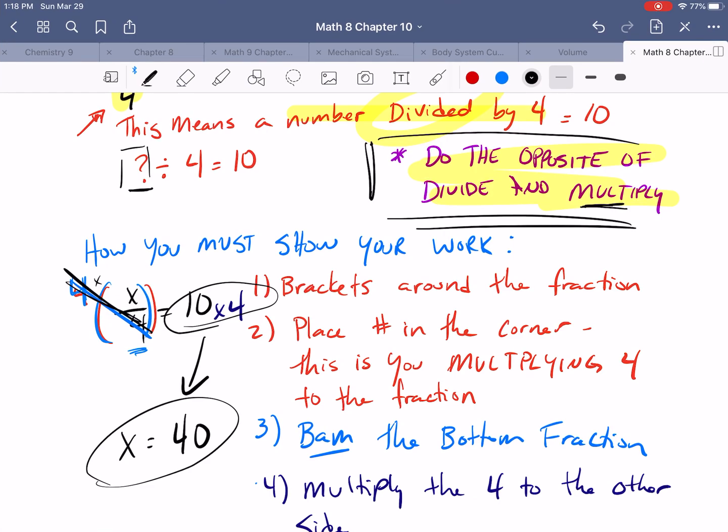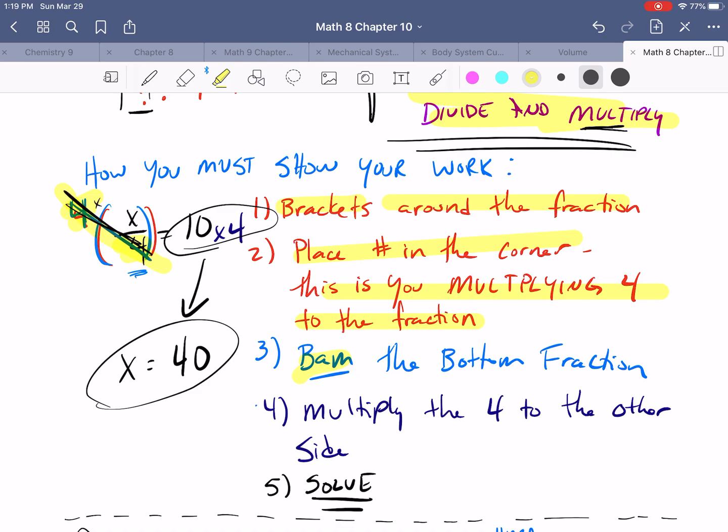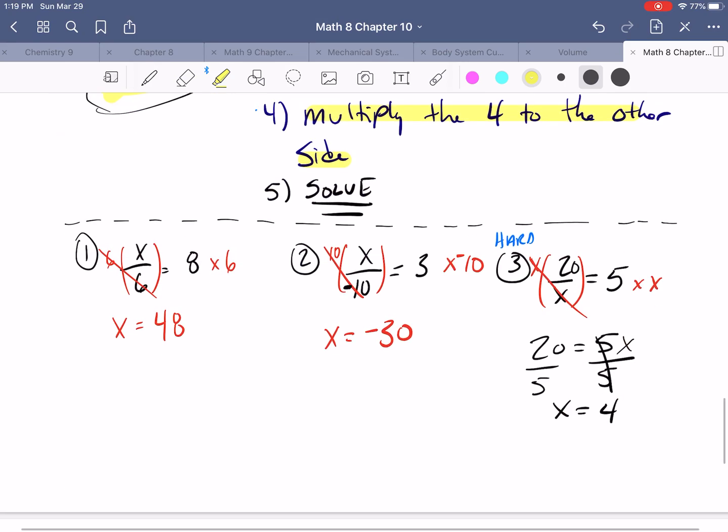Okay, so first thing we did right here, going through the fraction, we put the brackets around the fraction. You've got to do that first. Second thing you did is you place the number in the bottom in the corner right here. So that's what we did, and we multiplied by 4. Then we bam the bottoms, which is what happened right there. And then we multiplied the 4 to the other side, because whatever we do to one side, we do to the other. And we got 40. Easy peasy, lemon squeezy. Cool beans.